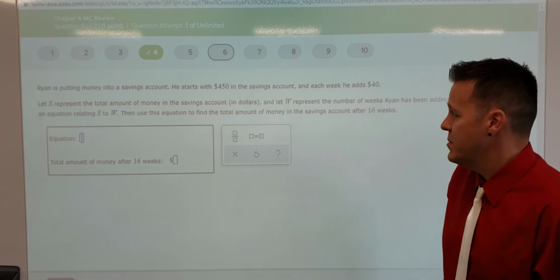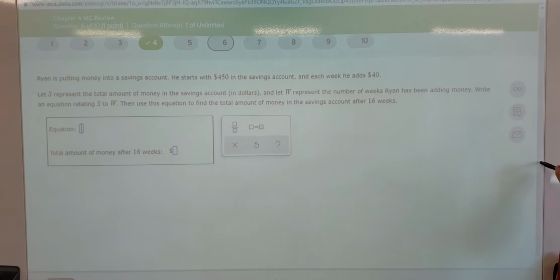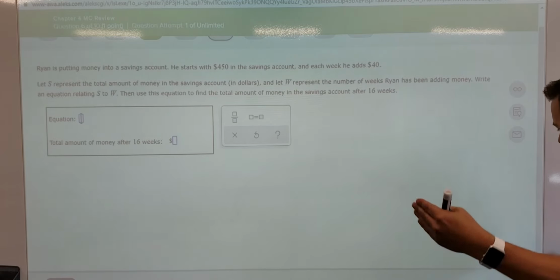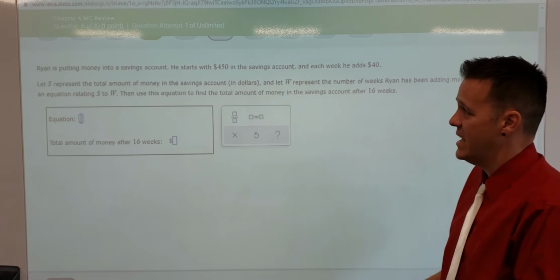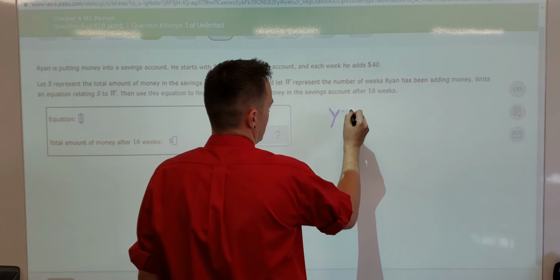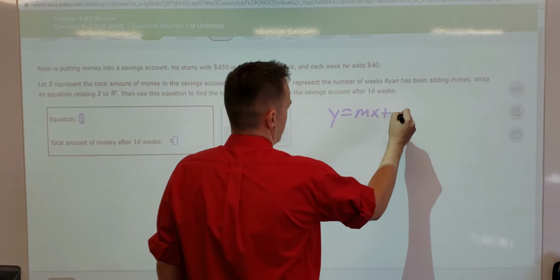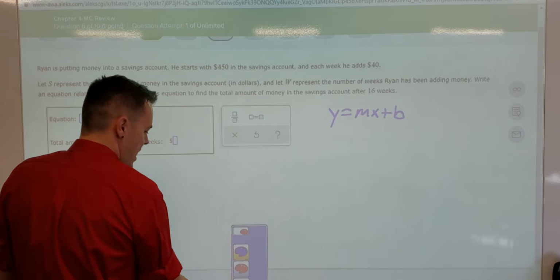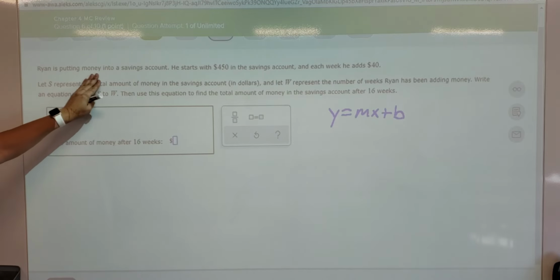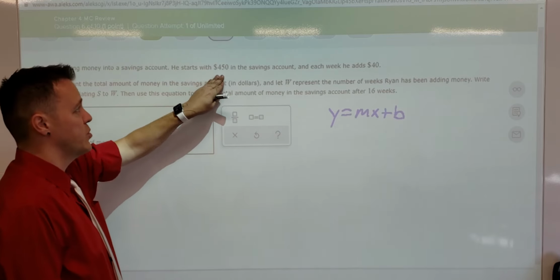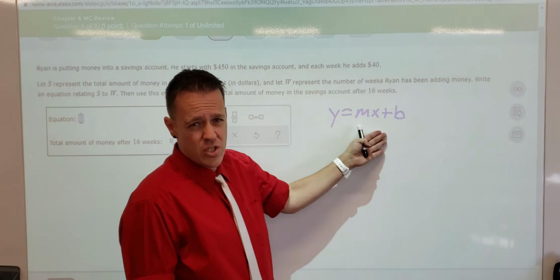All right, Ryan is putting money in his savings account. When we're talking about a savings account or any type of growth where it's each week, the setup is going to be a linear equation. Y equals mx plus b. But from there, you guys have to make sure you put the right numbers and information in. So Ryan is putting money in his savings account. He starts with $450. So where would the starting feature be?